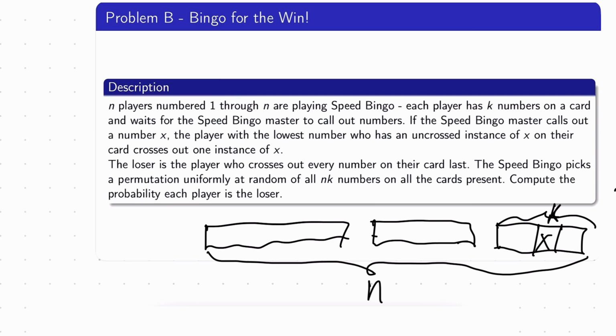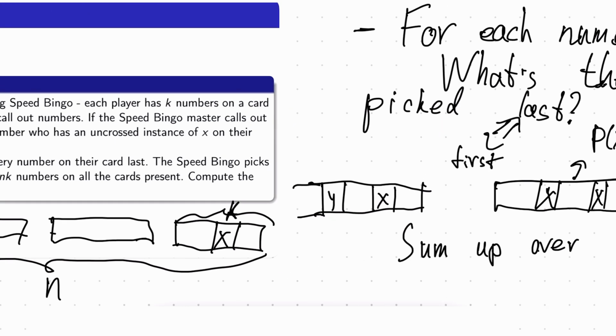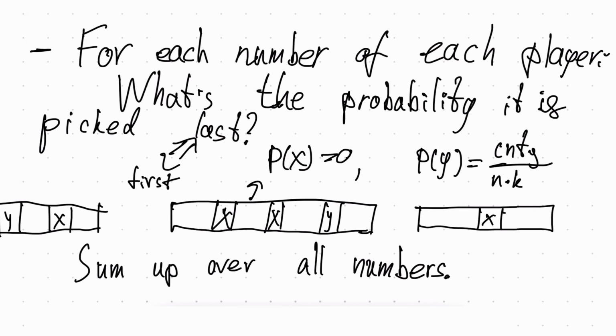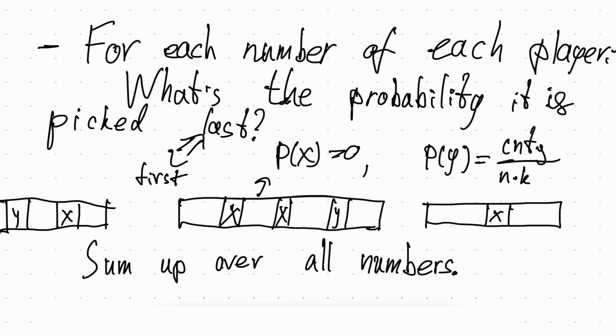The problem asks for each player to compute the probability that this player will lose the game, which happens if this player is the last one to cross out all of their numbers. So to answer this problem, we need to consider for each number in the card of this player what is the probability that this specific number would be picked last.